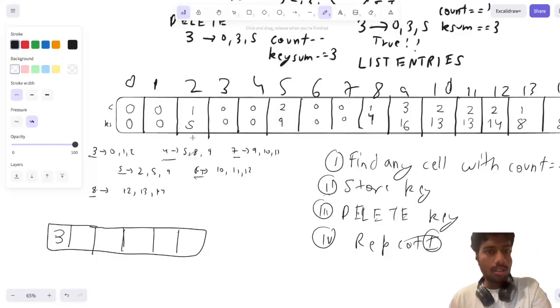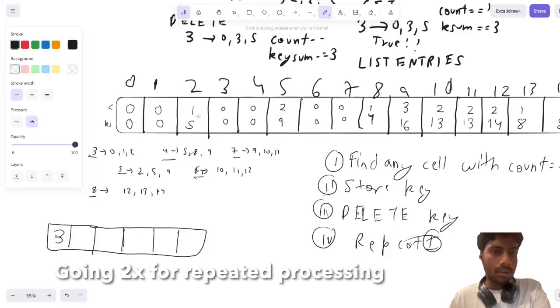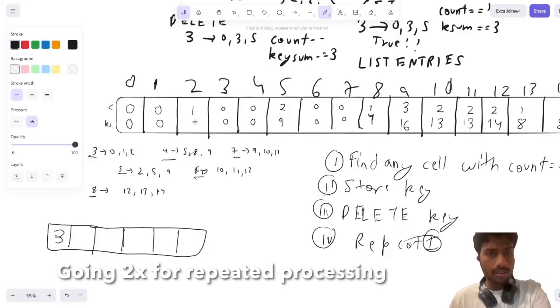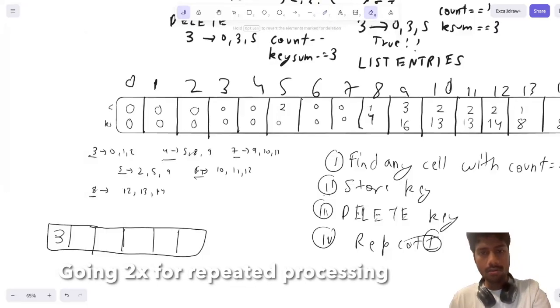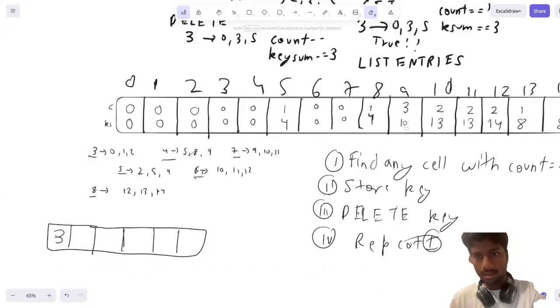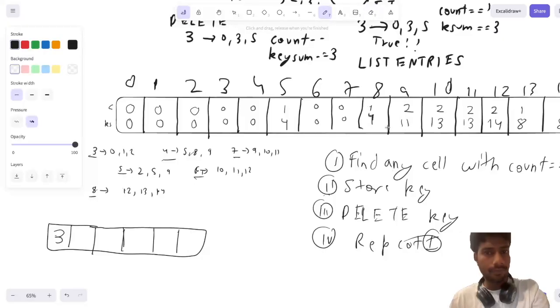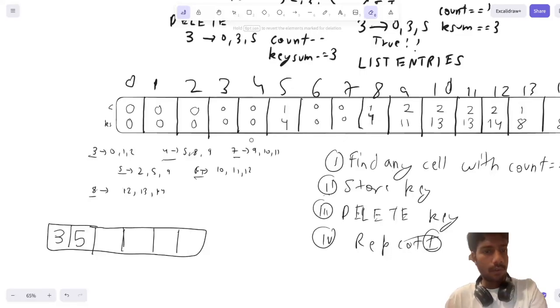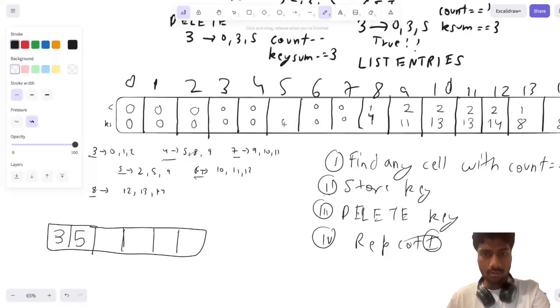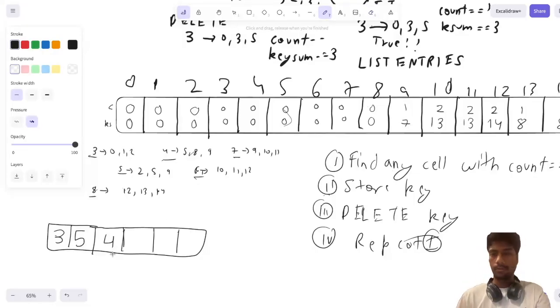Now the next cell that we see is the second index cell, right? So 5 is mapped to 2, 5 and 9. This gets reduced to a 0. This gets reduced to a 4. And this gets reduced to 11. And we store our key 5 here. Now the next is this 4. 4 is mapped to 5, 8 and 9. 0, 0, 0, 0, 1. And this will reduce to 7. And we store 4 here.